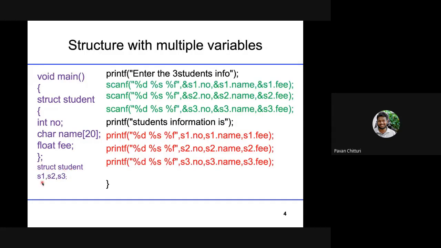Struct student. What are the variables that you want to create? How many students do you want to create? S1, S2, S3. With the same thing, you want to get the details and store them: S1 student name, S1 name, S1 fee. All these things are read in a single statement here. Like that, for all three students, and if you want to display all the information of the students, you can directly display like this. And next, coming to array of structures.